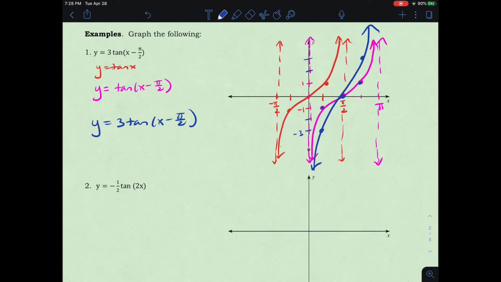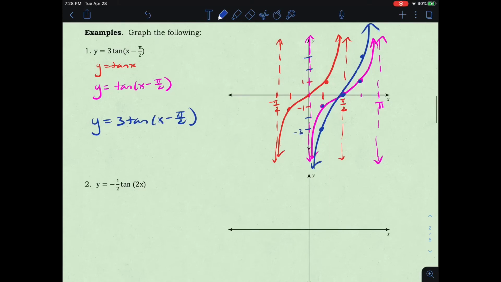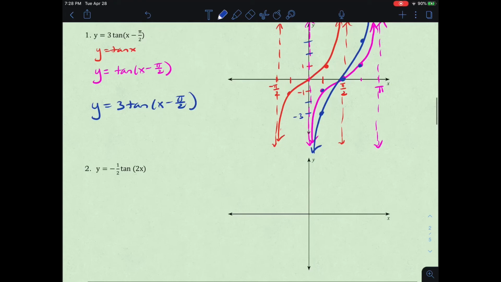Ultimately, when you're graphing these, always make sure you get your asymptotes correct, because if those are wrong, then everything else is going to be wrong, okay? So at this point, I want you to try number 2 on your own. As usual, do your best, and when you're ready, press play.